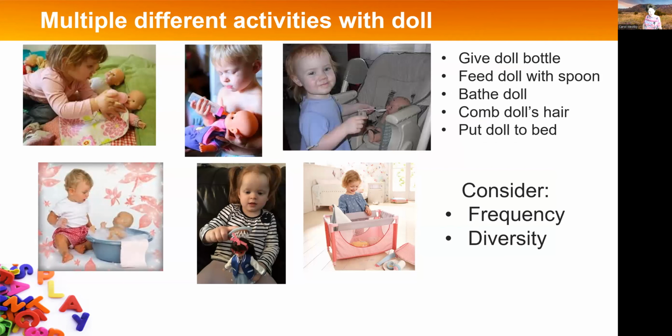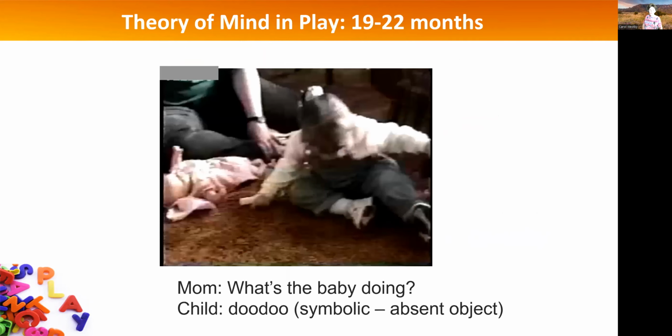Now, don't credit a child with playing on a doll if you only see one instance. You need to see some frequency of that pretend and some diversity. So giving the doll a bottle, feeding the doll with a spoon, bathing the doll, combing the doll's hair, putting the doll to bed. Here's an example of a 19 to 22 month engaging in this level of play. And we're also going to see an emerging instance of symbolic play.